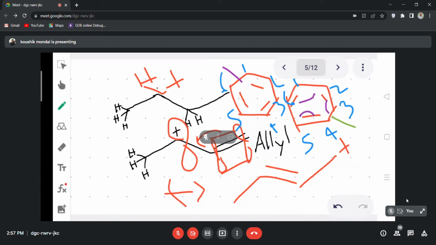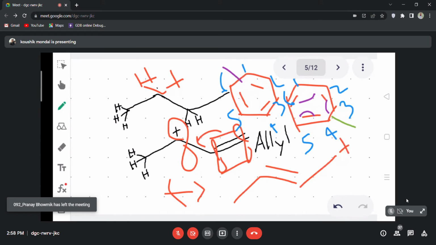Okay, so this is the resonance effect, and among all the effects, this resonance effect plays the major role to stabilize any substance, means carbocation, carbanion, or free radical. This resonance effect will be the much more prominent effect in all the cases. And if resonance effect gives aromaticity, then it is the most prominent stabilizing effect in the stabilization of any substituent.